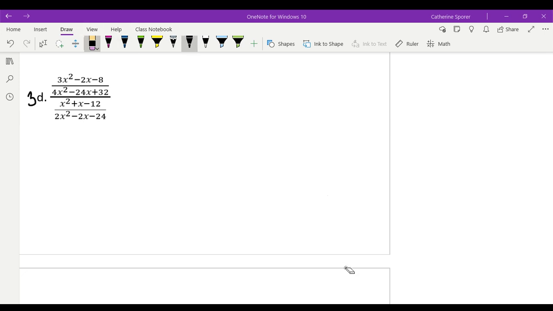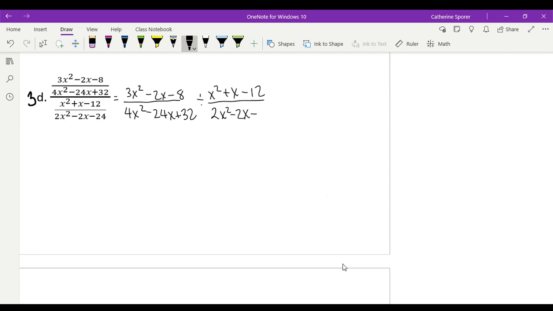So to simplify example 3D, we first want to change it into a division problem. So we're going to write the first fraction, 3x squared minus 2x minus 8 over 4x squared minus 24x plus 32, divided by x squared plus x minus 12 over 2x squared minus 2x minus 24.